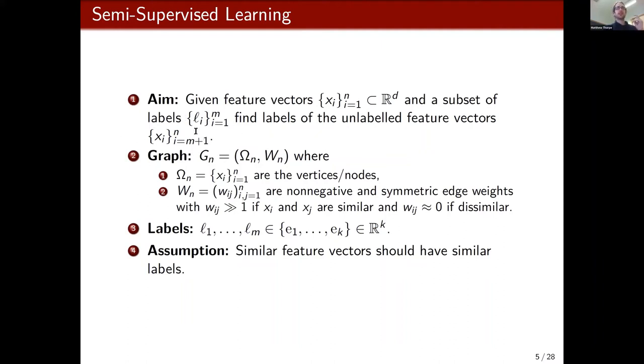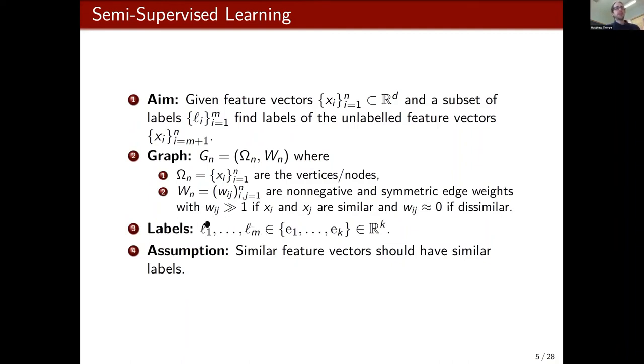We do this in a graph-based setting, which gives us a geometry. The graph consists of nodes, which are just the feature vectors, and the weights are some measure of similarity between feature vectors. So the weight is very big if we think of x_i and x_j as being very similar, or the weight is approximately 0 if they are very dissimilar.